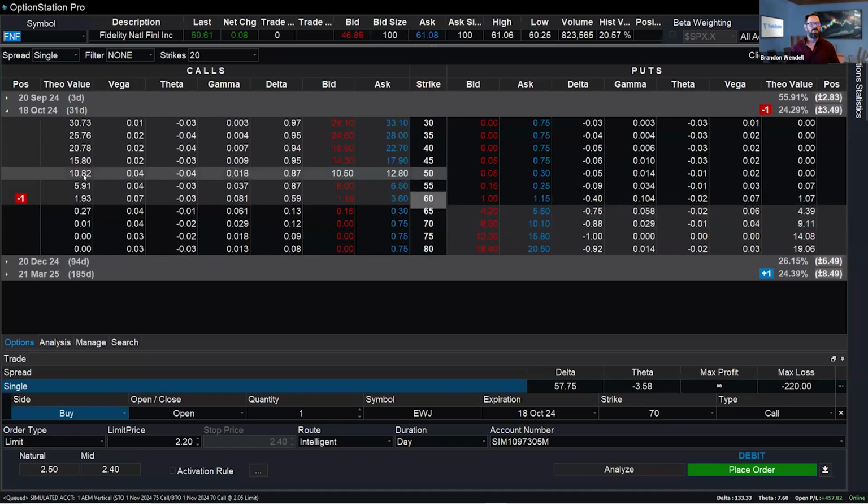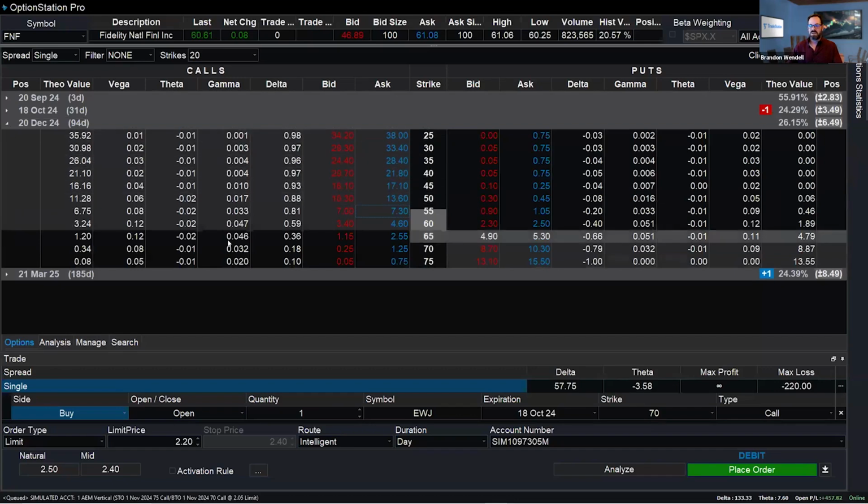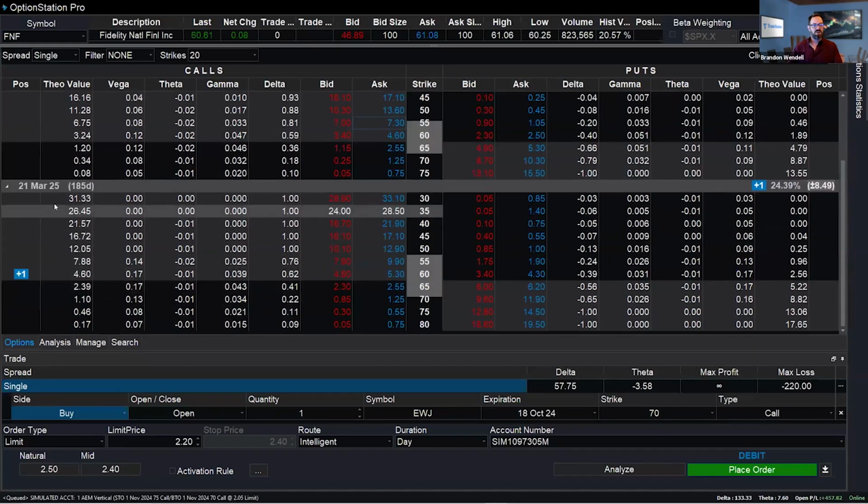Okay, but you'll notice I brought you to FNF because, again, the implied volatility was somewhat high, and you'll notice there's a -1 right there. And that's on this October option that has 31 days left until expiration. If I go out a little bit further, oh, no, it's over here. It's right there. On the March 2025, I have a +1.